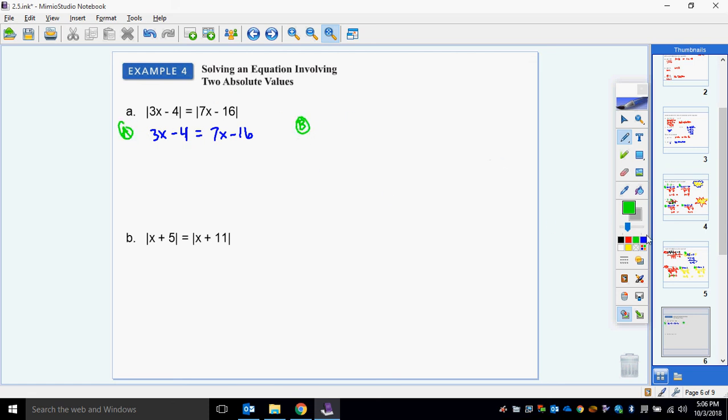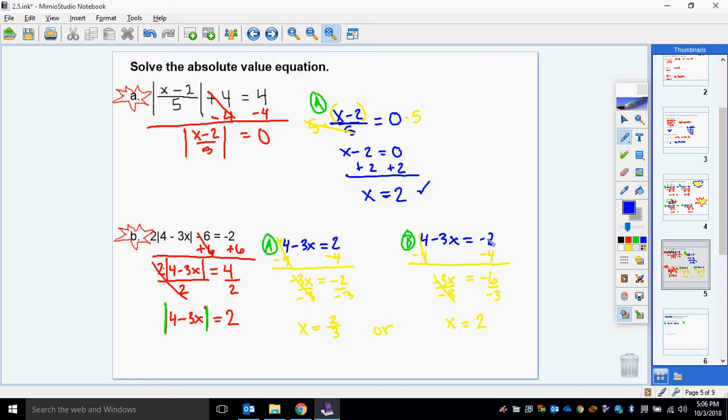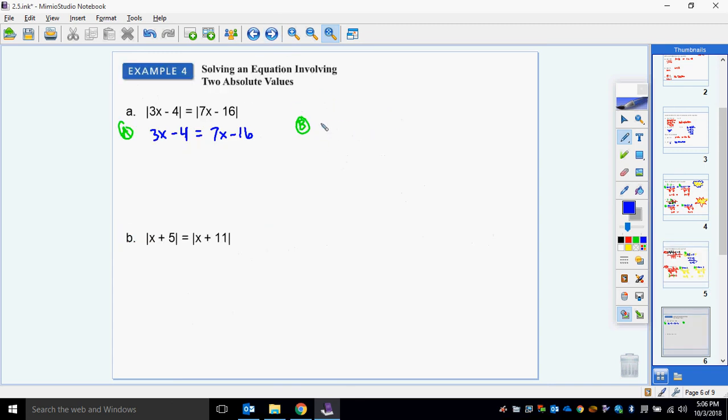Plan B, remember in all of our other plan Bs, we changed the shirt. We changed this side negative in plan B. So that's what we're going to do for plan B. So the left side stays 3x minus 4. And the right side, we have to negate it. But we're not just negating the 7x, right? We're also negating the negative 16.